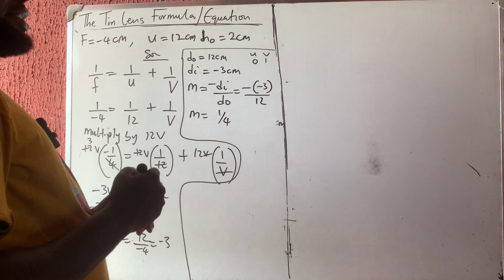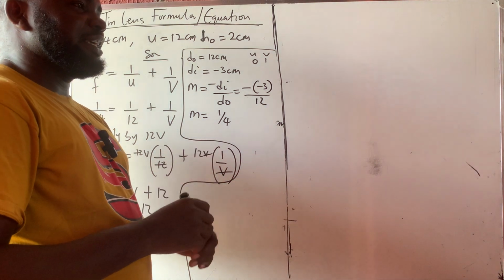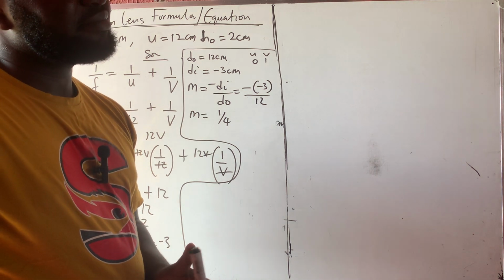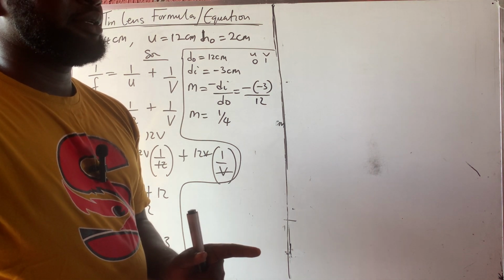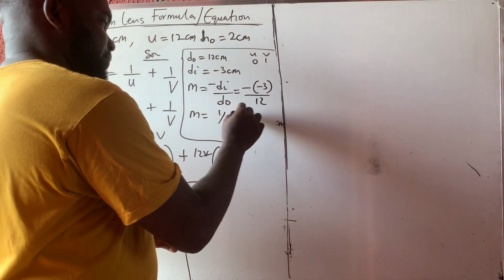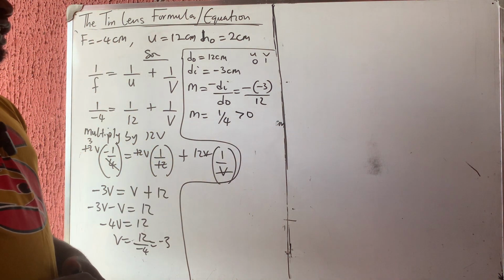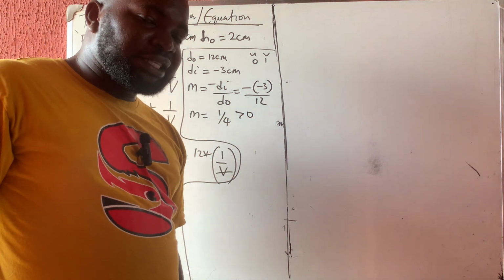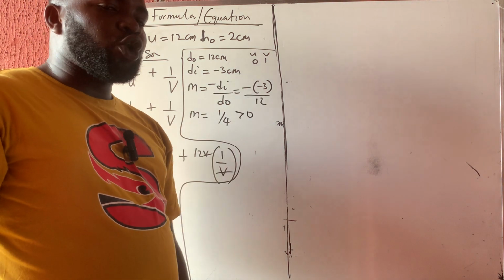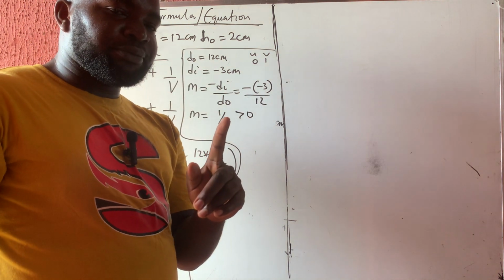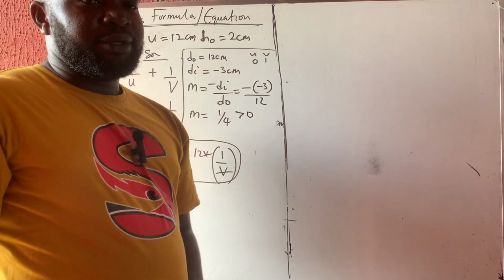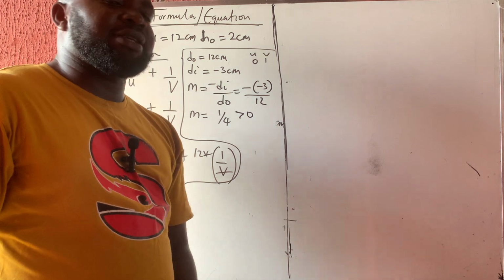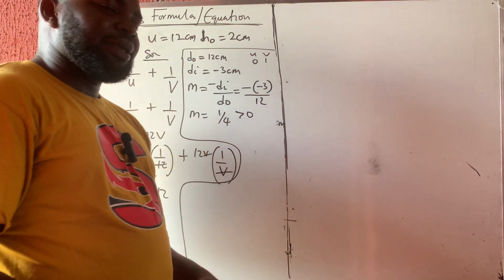Now, I told you that if the magnification is less than 1, you know it is positive. And if it is positive, I told you, what happens? It is upright. And if it is upright, what happens? Yeah, it is virtual. It is upright and virtual, which are the properties of a concave lens. You see, this thing does not lie.